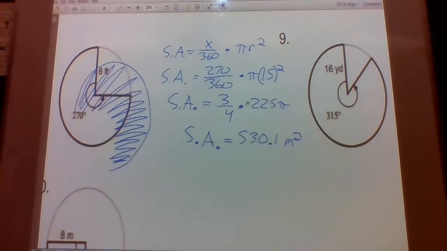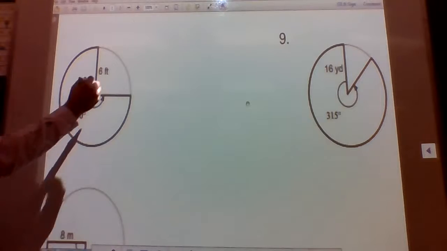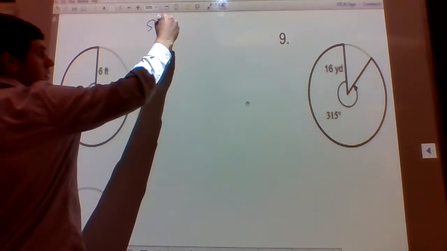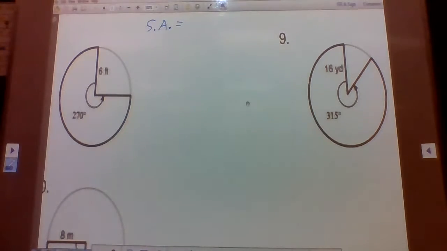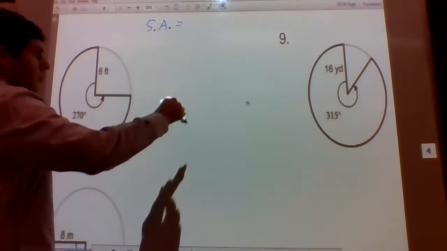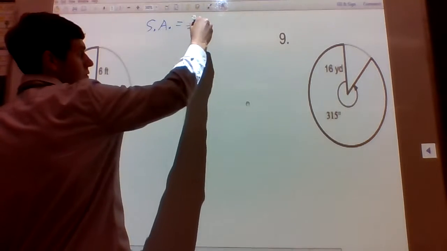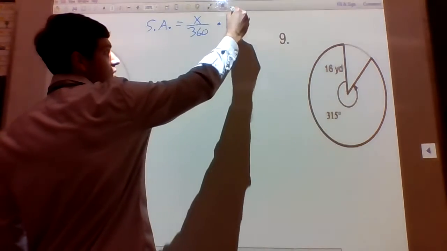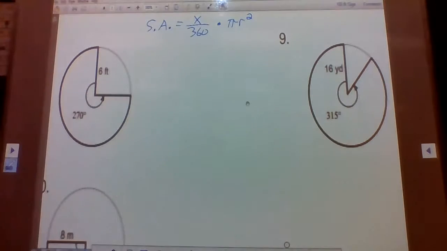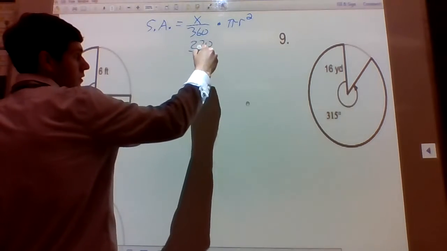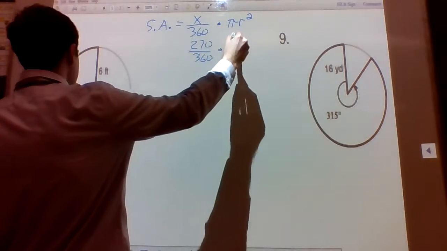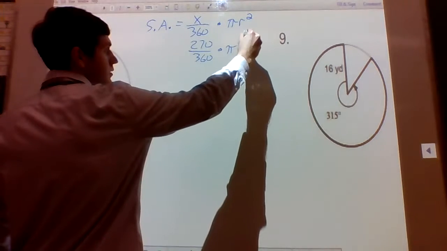Let's look at 8 and 9. So again, our sector area formula is going to equal the portion of the circle, so x over 360 times the area of the whole circle. So again, we're looking at 270, so we're looking at 3/4. This time the area is going to be pi times 6 squared.